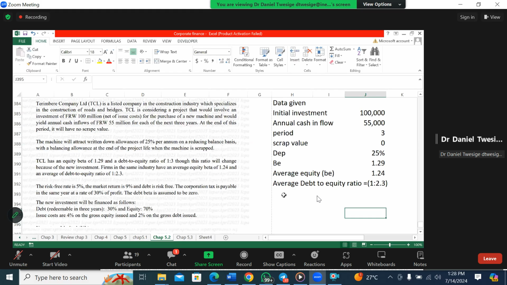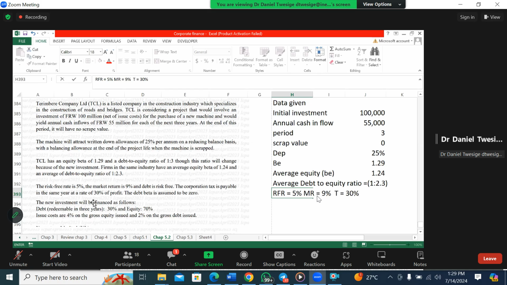Now, what else do we have? We have a risk-free rate, which is 5%. We have a market return, which is 90%, and the debt is risk-free. Okay? The corporate tax is payable in the same year at 30%. Our T is 30% in the same year. The debt beta is assumed to be 0 because it is risk-free.